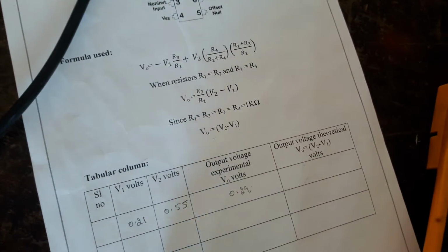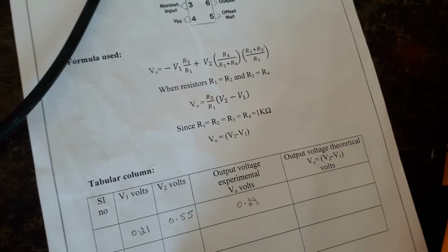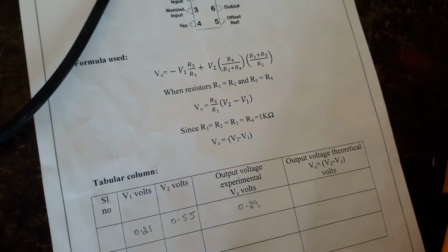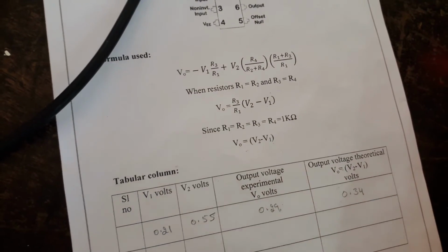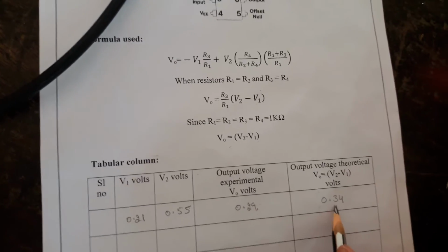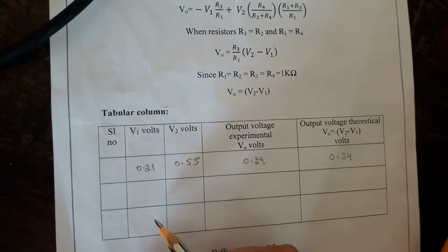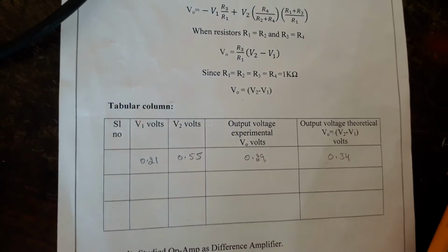So let me subtract these two readings, that is 0.55 minus 0.21. So this will be around 0.34. We are getting it as the theoretical value. These two must be nearer to each other. Repeat the experiment for different sets of V1 and V2 and tabulate the readings.